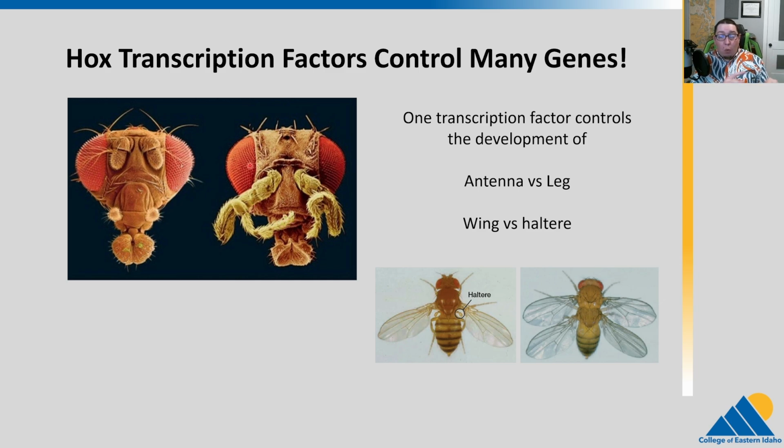So by switching one gene off, we completely change the expression pattern of the region here, and we end up with legs instead of antennae. Again, we've seen this also with the halters here. You delete one gene and you end up with a second set of wings. So this shows you just how many genes these transcription factors are controlling. They're controlling all the genes to make a wing pattern here.